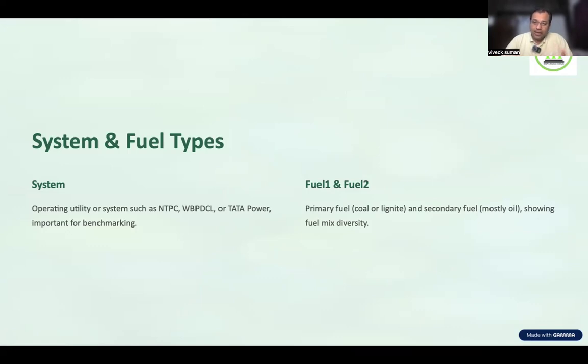Remember that. One fuel will be the main one. So the power plant is designed for coal or lignite. That's the primary fuel, which was listed on the left hand side. But there will also be a secondary fuel listed next to it, mostly oils, showing fuel mix diversity.